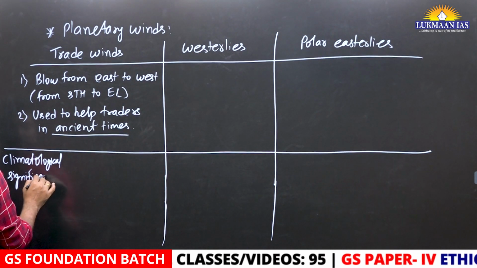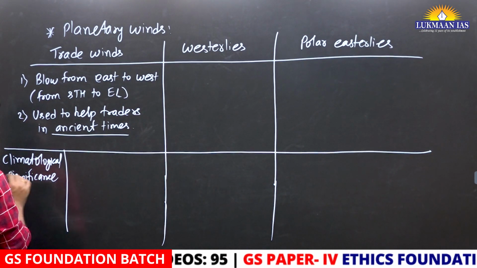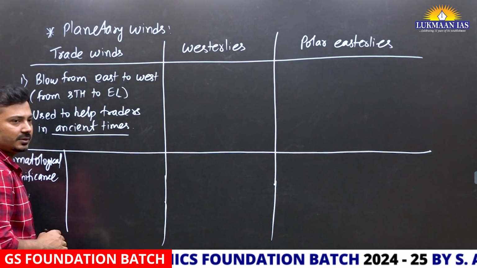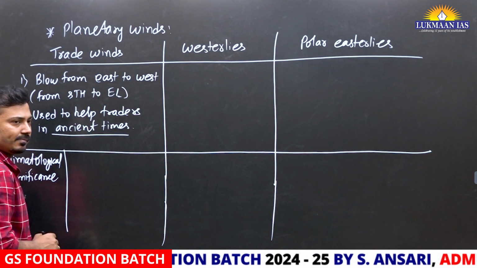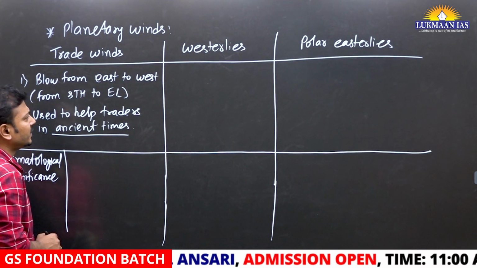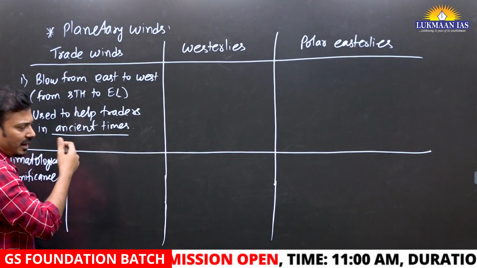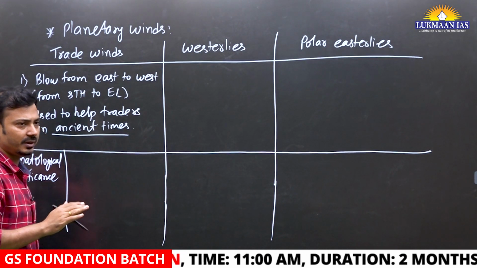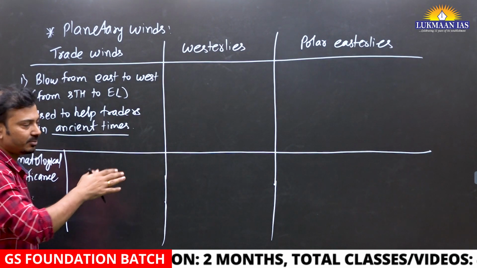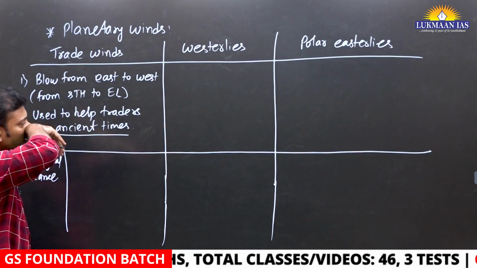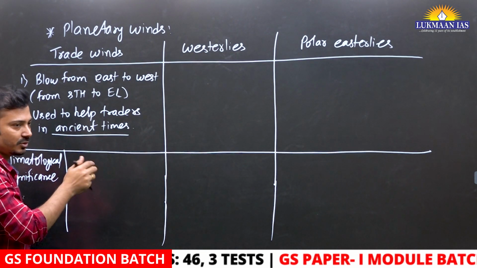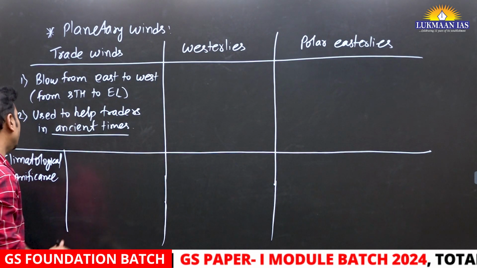So what happens because of these trade winds? See, all these planetary winds are helping in the redistribution of heat in a latitudinal manner. So the latitudinal heat budget, you can write that first, but that is common for all planetary winds. Okay, redistribution of heat, or we can say latitudinal heat budget.